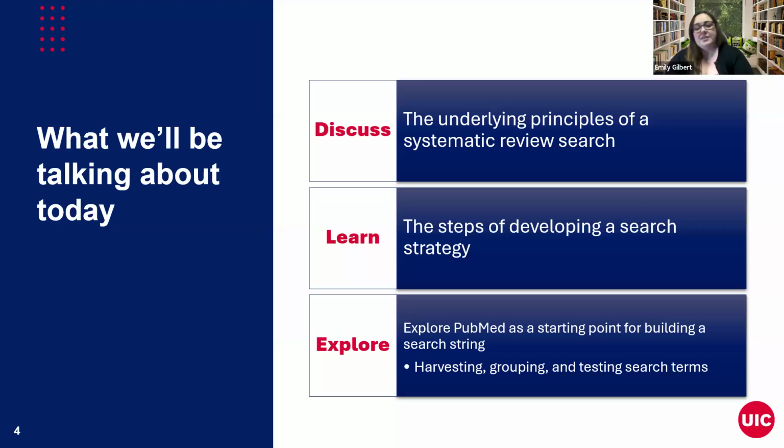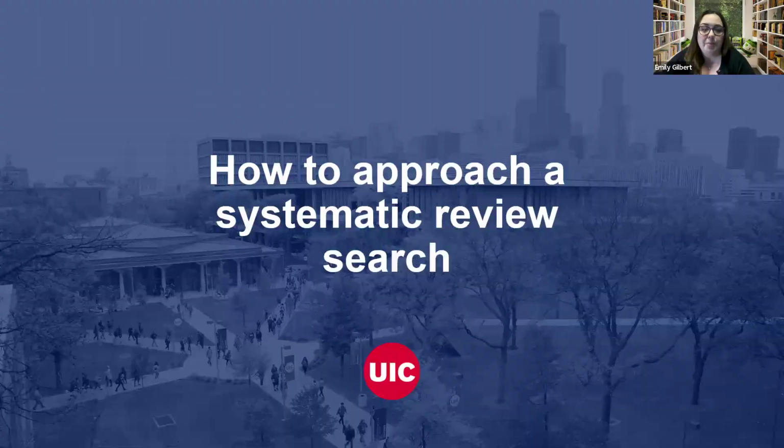And what we will be talking about today, first, we're going to discuss the underlying principles of a systematic review search. Then we'll talk about the steps of developing a search strategy for systematic review. And finally, we will explore PubMed as a starting point for building a search string. And that includes a discussion of harvesting, grouping, and testing search terms. So let's dive right in with how to approach a systematic review search.